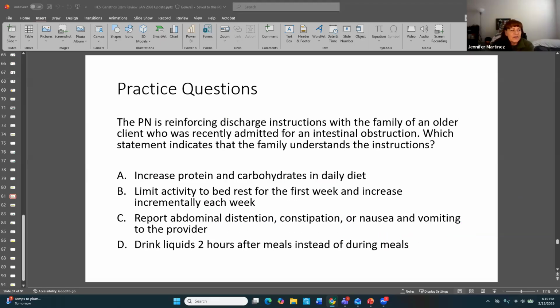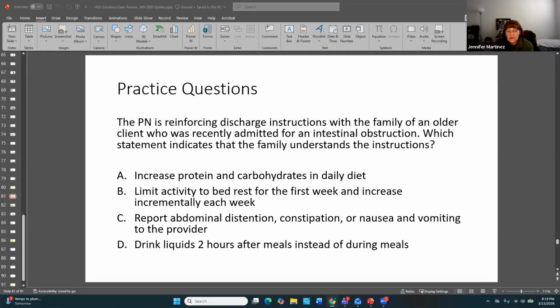All right, the PN is reinforcing discharge instructions with the family of an older client who was recently admitted for an intestinal obstruction. Which statement indicates the family understands the instructions? A, increase protein and carbohydrates in daily diet. B, limit activity to bed rest for the first week and increase incrementally each week. C, report abdominal distension, constipation, or nausea and vomiting to the provider. Or D, drink liquids 2 hours after meals instead of during meals.